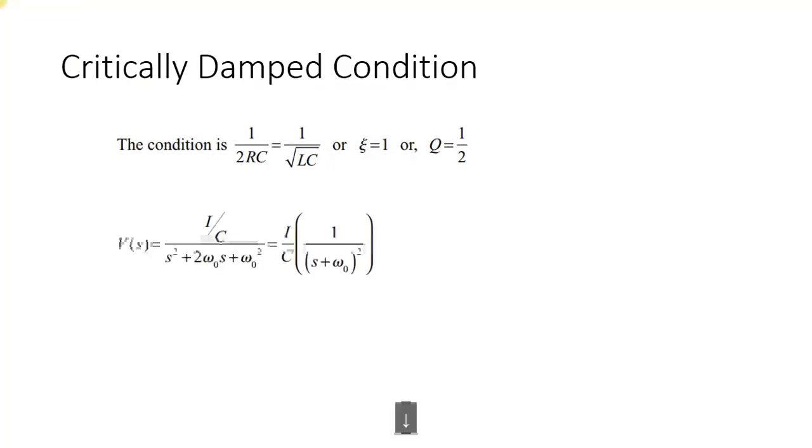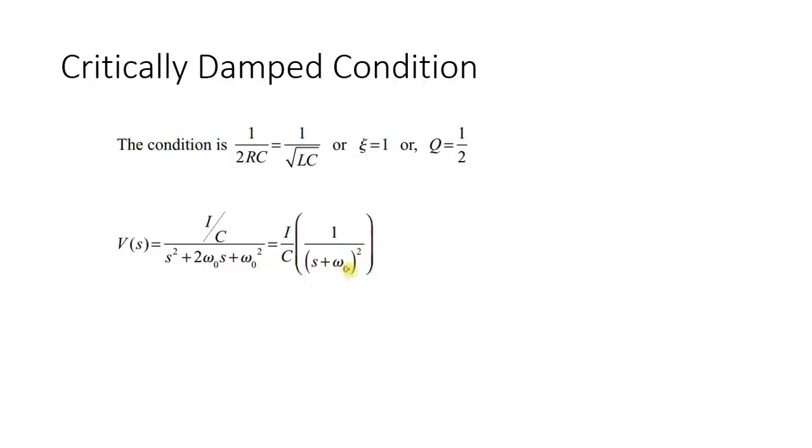For the critically damped condition, I take zeta equal to 1. That means 1 by 2RC is equal to 1 divided by square root of LC, and the quality factor Q equals 1 by 2. Now you substitute in the previous equation. We know the quadratic equation of the second order system is s square plus 2 zeta omega naught s plus omega naught square. Here zeta is 1, so this is in the format of a square plus 2ab plus b square, which is replaced by (a plus b) the whole square. So it is replaced by (s plus omega naught) the whole square.